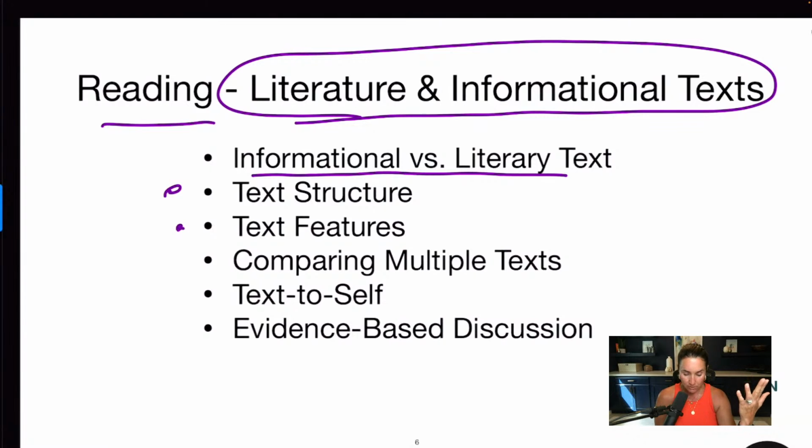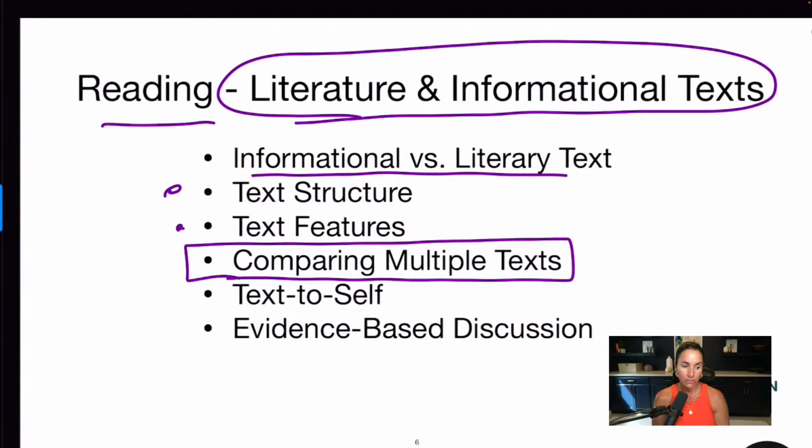Then as we get up into more comprehension and critical thinking, we're comparing multiple texts, another good word. We want students to look at one piece and look at another piece and be able to make connections. This is also a really good word, text to self. We want students to be able to see themselves in text and say, hey, how do I relate to this character? How do I understand this character? What do I know about this in my own life? Very important, text to self.